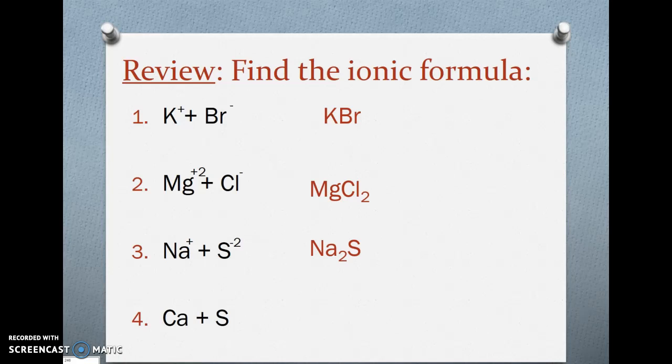And the last one is calcium and sulfur. Calcium has a +2 charge and sulfur has a -2 charge. So they're going to cancel each other out, and we'll just write CaS, and that would be the correct ionic formula for that.